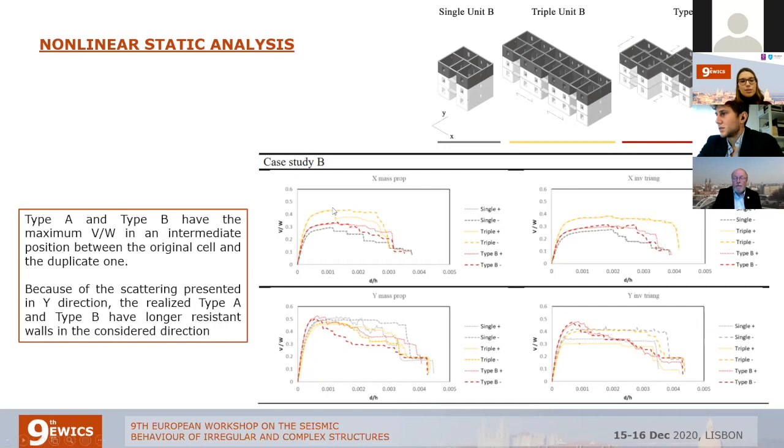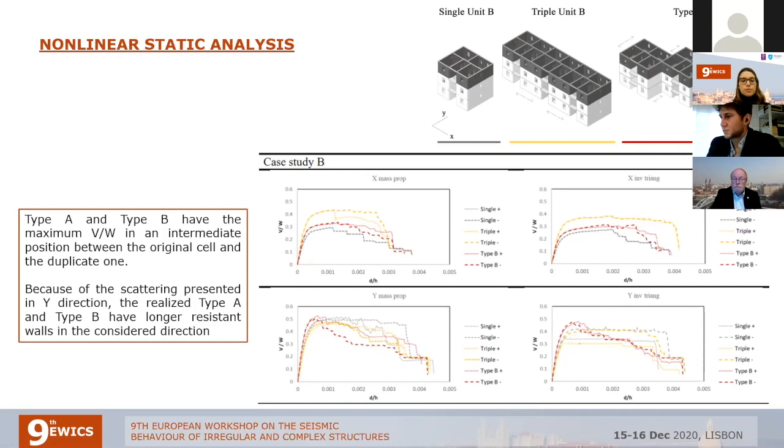Here you can see the capacity of the triple unit B in the X direction, which is way bigger than that of the single case because of the resistant walls along the direction. And finally, the capacity of the final type B is in an intermediate position between the two. Also in the Y direction, the presence of resistant walls that are increased along the Y direction is pointed out by the stiffness, which is higher for this model, and also by the base shear. Nevertheless, the strength decay of the final model is bigger than for these two others.